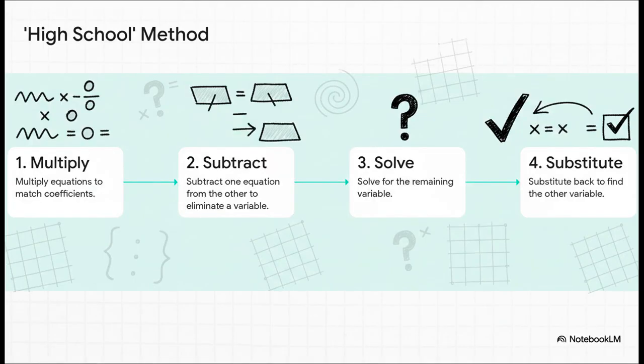And you remember the drill, right? We multiply one of the equations to make the numbers match up, then we subtract one from the other to get rid of a variable. From there, you solve for what's left, say y, and then you plug that value back in to find x. It totally works, but man, it's a bit of a juggle, isn't it? Even with just two equations, you're keeping a lot of plates spinning.